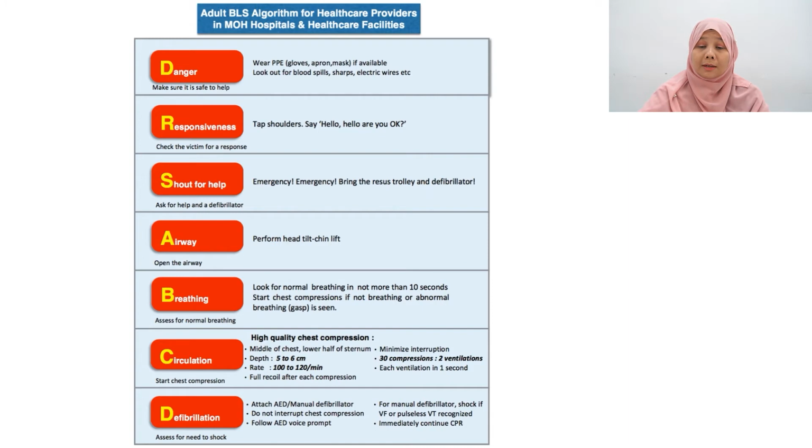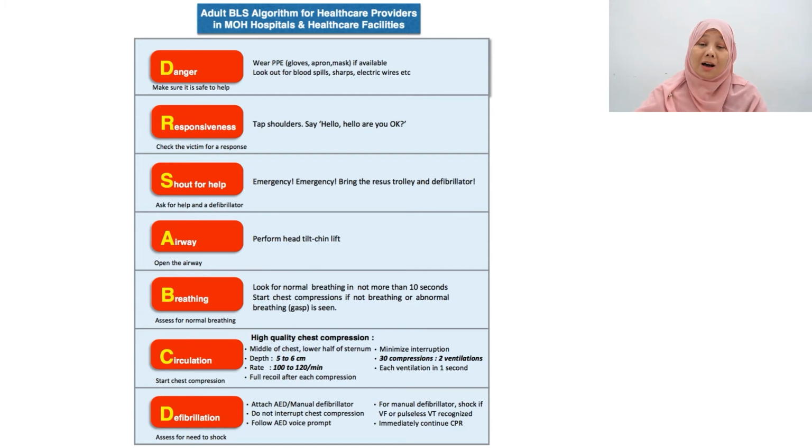For breathing, we are to assess for normal breathing, looking for normal breathing for not more than 10 seconds. Start chest compressions if not breathing or if abnormal breathing is seen. Once we see there's no breathing and no response, we'll start chest compression.